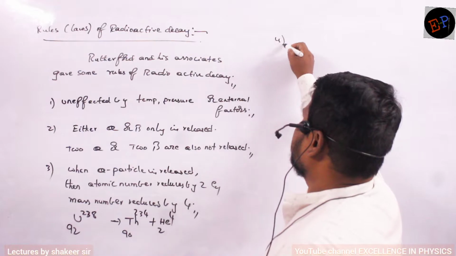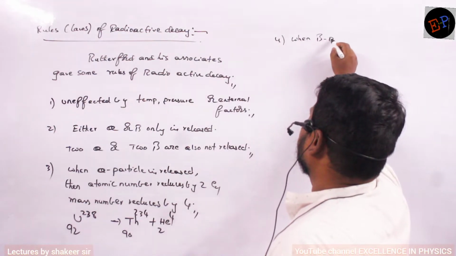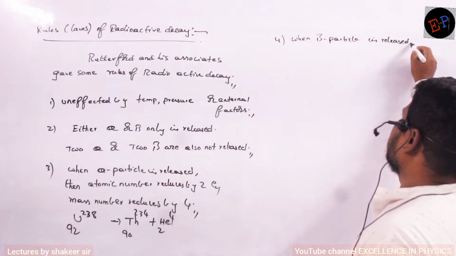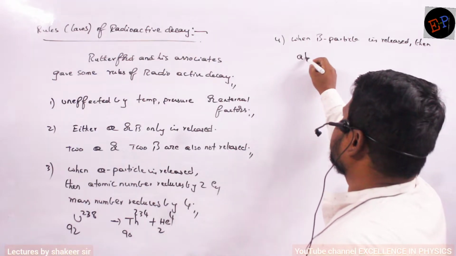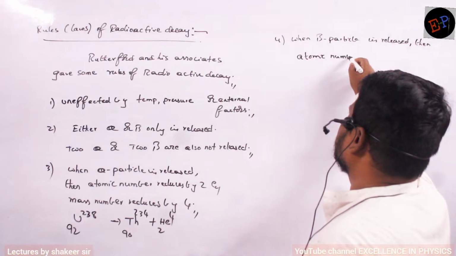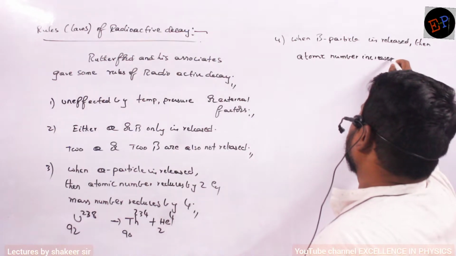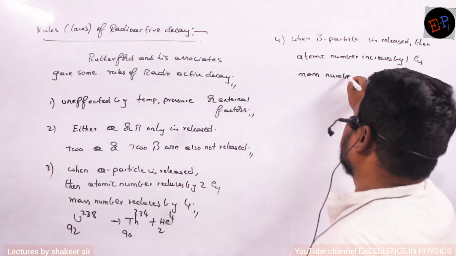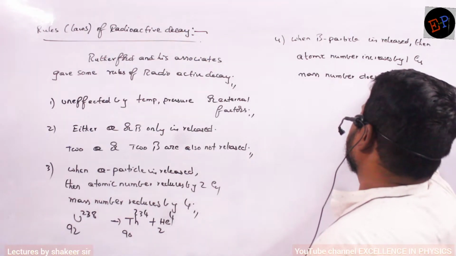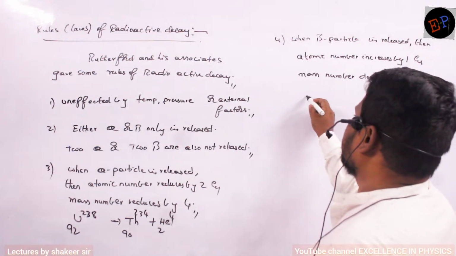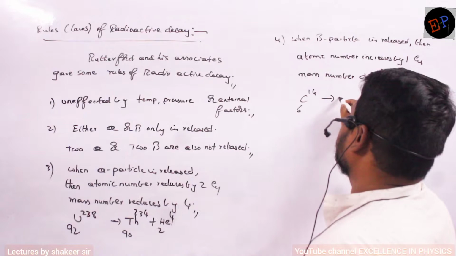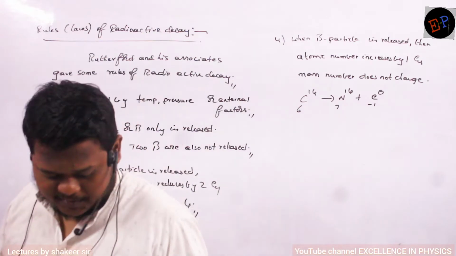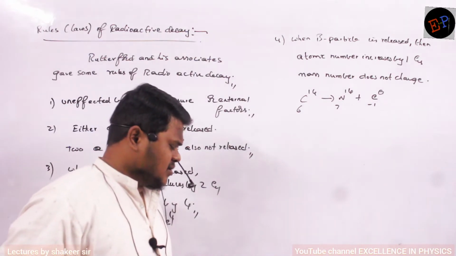Okay? The fourth one is when a beta particle is released, then the atomic number increases by 1 and the mass number does not change. For example, carbon-6-14 converts into nitrogen-7-14 plus 1 beta particle. So this is what will happen. Carbon-6-14 is a radioactive isotope.